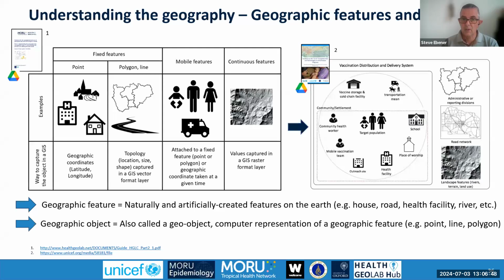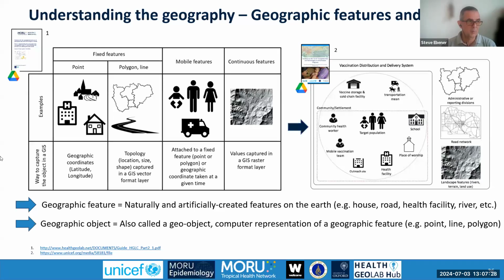So for example, if I take the house where I'm currently sitting here in the Philippines, this is a real geographic feature, right? So this is something which is in the real world. Now, if I was to represent this house in a geographic information system, like by a point, for example, by a set of geographic coordinates, then this representation in the geographic information system will be the corresponding geographic object, right, which will represent this geographic feature in an electronic way.